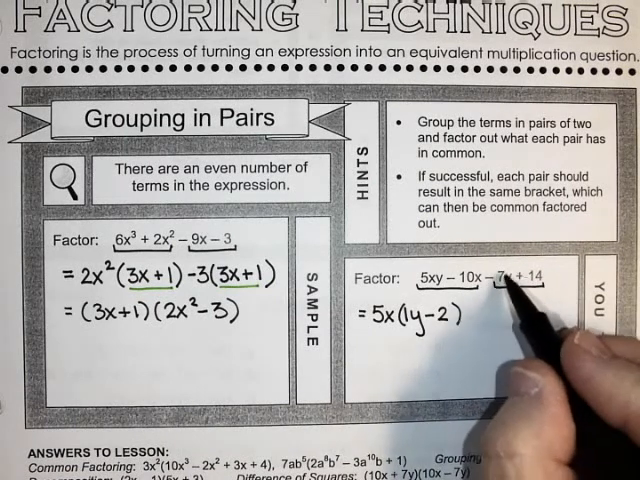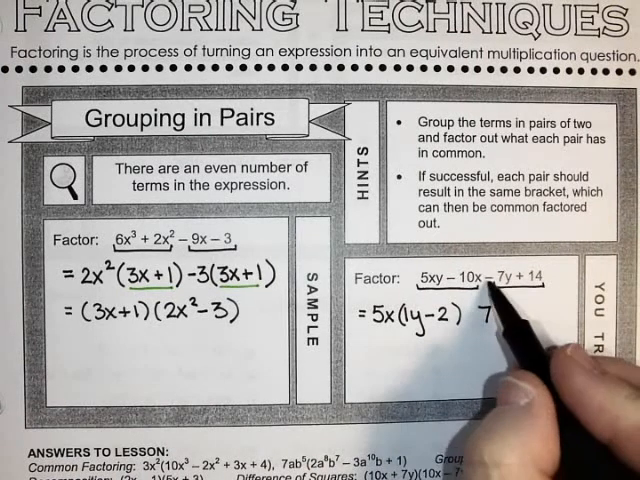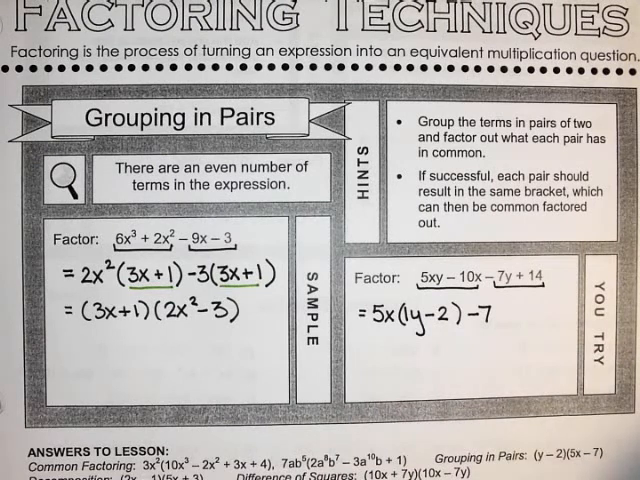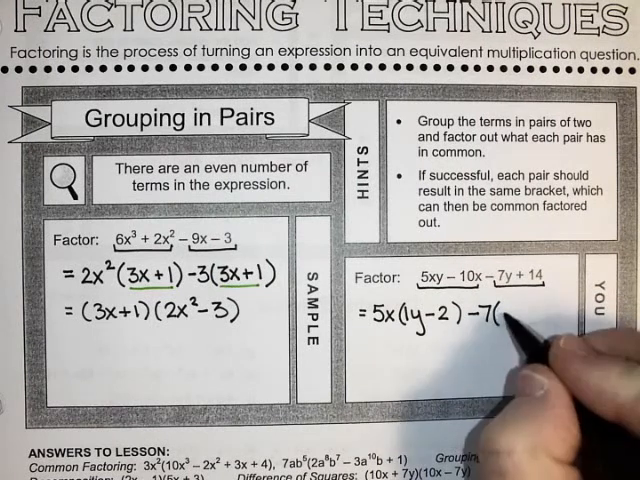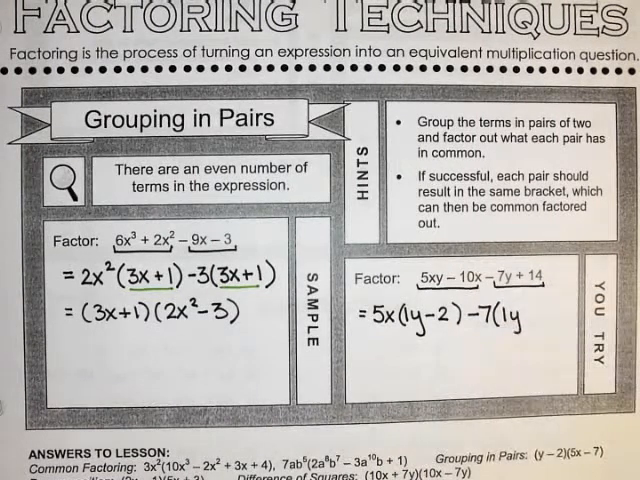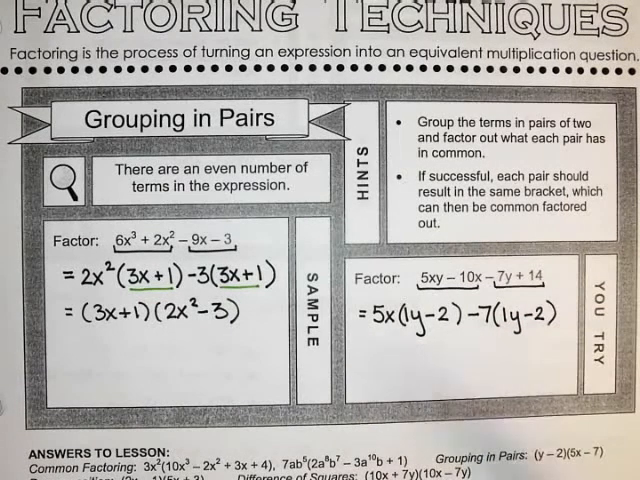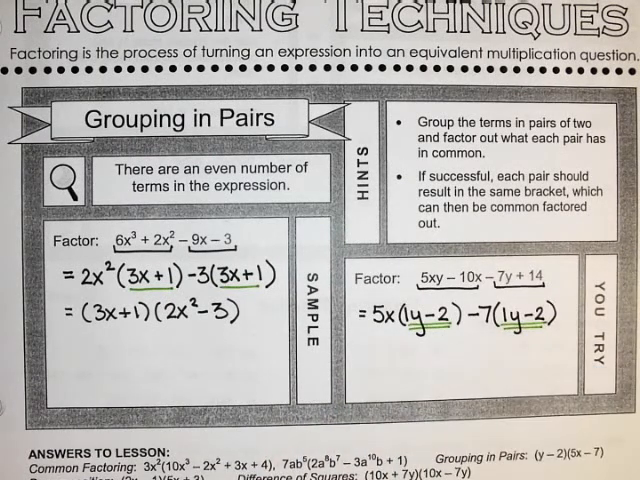From my second pair, I see that they have a 7 that they both divide by, and the first term here is negative, so I'm going to common factor out a negative 7. Negative 7y divided by negative 7 is 1y. And 14 divided by negative 7 is negative 2. Now, I notice that I got the same bracket for both, which is a good sign. If not, that means this does not factor by grouping, or maybe you made a mistake.